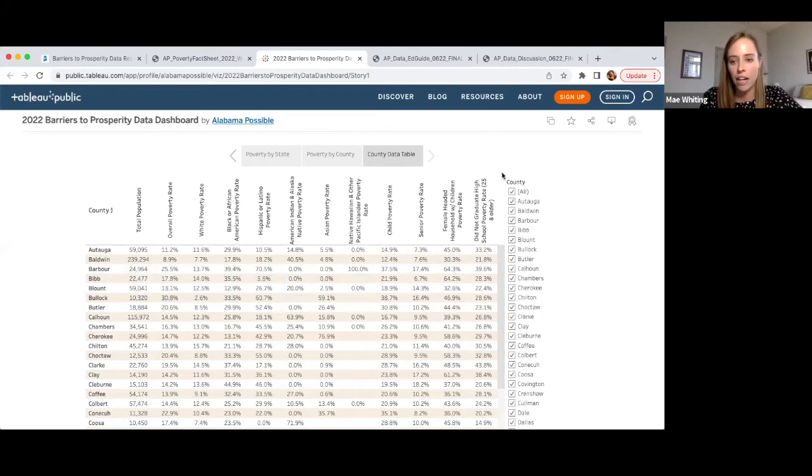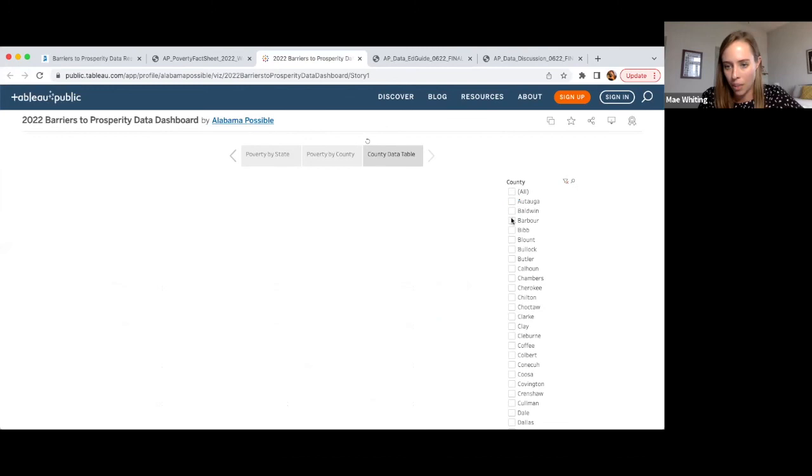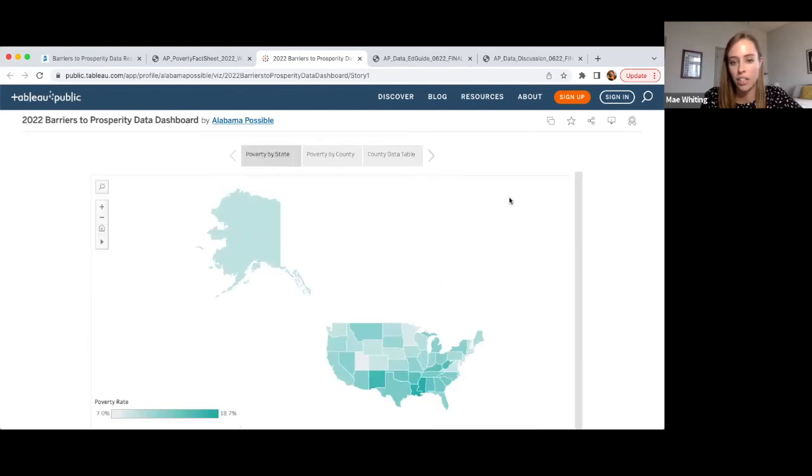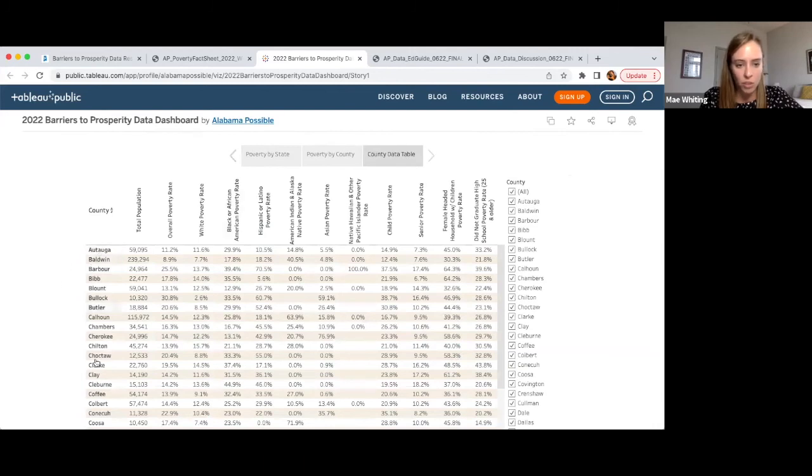So currently, say you want to take one county of interest. Say we're looking at Chilton County. If you were to look at the rates, you would have to toggle back to the poverty by state tab to see the state rate. So in that sense, that's a limitation of the data dashboard that I definitely want to get corrected. It seems like it might be more useful if you have all of the counties here as well as the state and national rates on top, just like we have in our actual data sheet that isn't interactive.